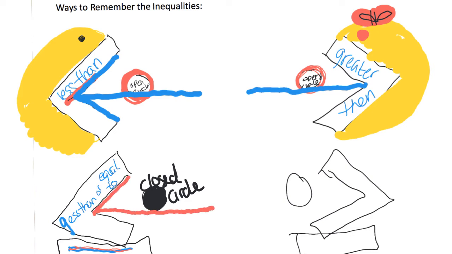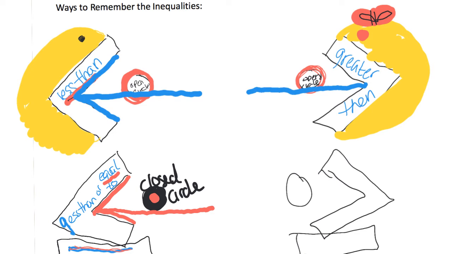Now, because my inequality can be equal to, now my circle is filled in. So it's now a closed circle here. I'm going to fill in the circle. So now it's a closed circle. Okay. And what else is important to remember? Less than. Remember, just extend your arrow out. Less than or equal to, your arrow goes to the left. But because it's equal to, we now have a closed circle.